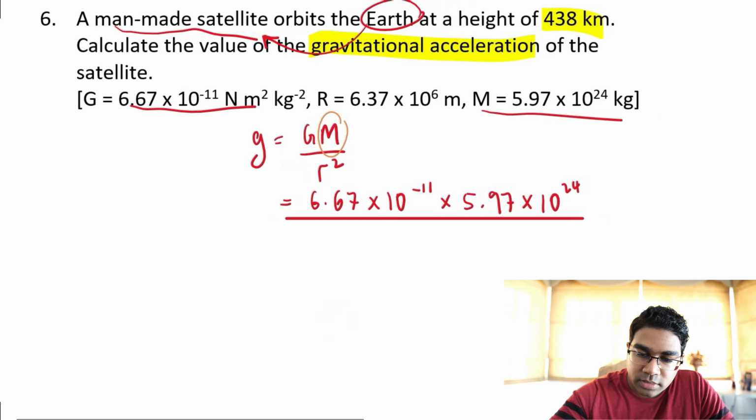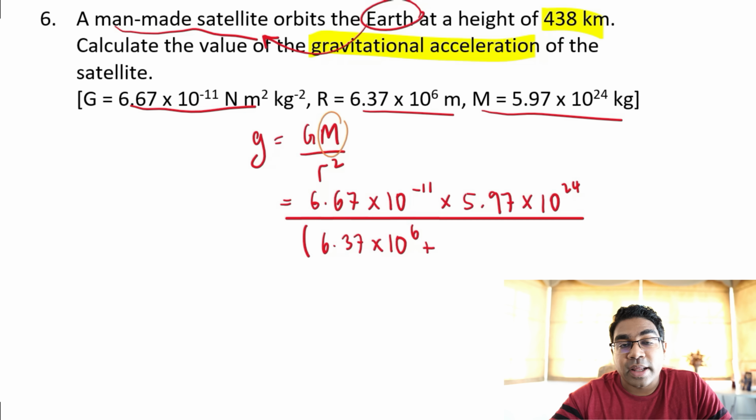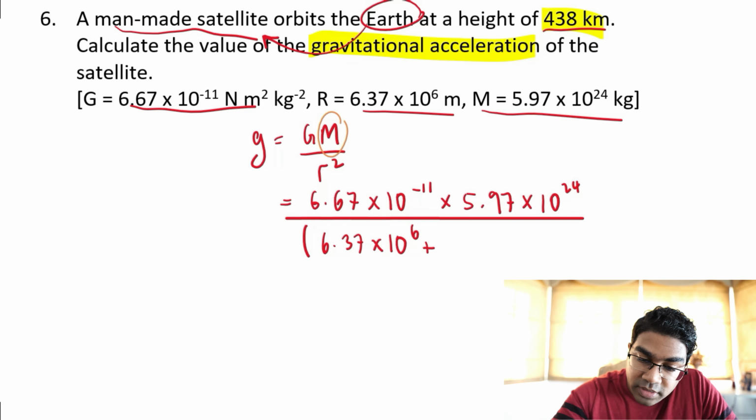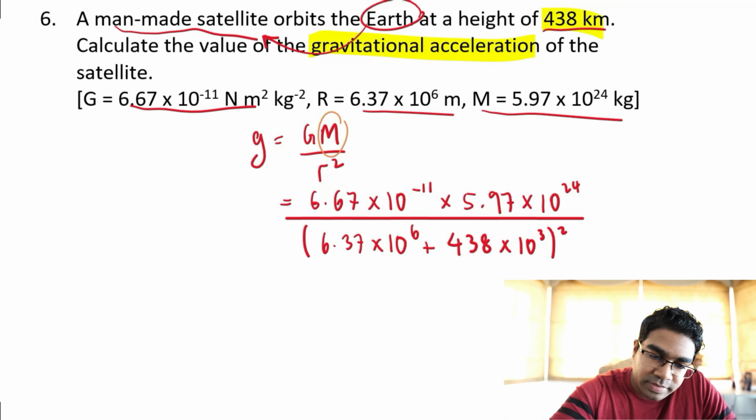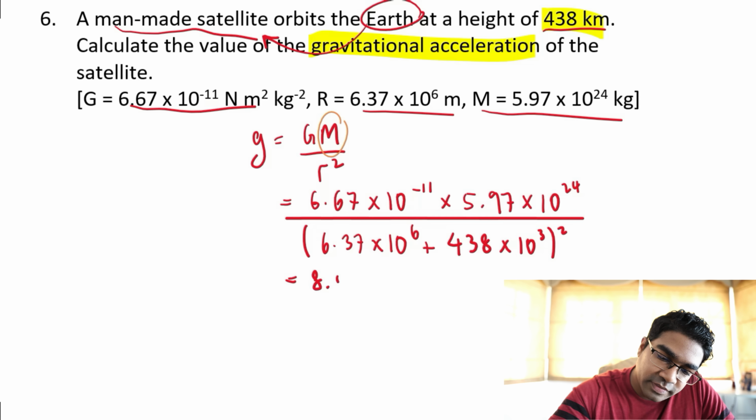So this will be over the radius of the Earth, also given, 6.37 times 10 to the power of 6, plus the height of the satellite. Height of the satellite is 438 kilometers. Please remember to use your SI units. So this is 438 times 10 to the power of 3, squared. And so the value here is 8.59 meters per second squared.